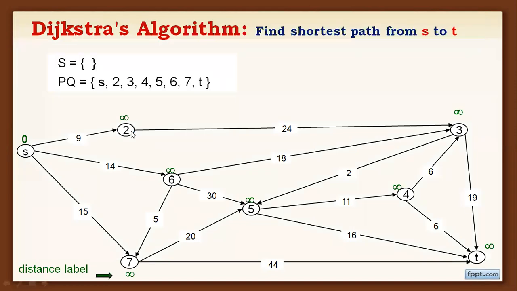Now, the first step is to consider S equal to initially empty. That means none of the vertices has been visited. Here PQ is the set of vertices which are waiting to be visited. These are the vertices which we need to visit later on, so these vertices are kept in a set.